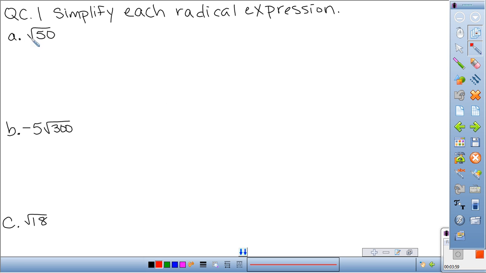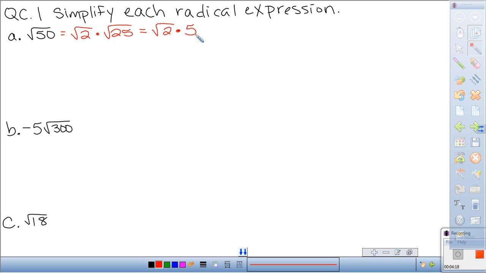So on A, the square root of 50, the first thing I would think is 2 times 25. Well, that works for us because 25 is a perfect square, so I can take the square root of it. So I have the square root of 2 times the square root of 25, which is 5, and then we always put our whole number in front. Your radical should always be at the end, so we have 5 square roots of 2. And these radicals kind of work like x terms. If this was x times 5, you do 5x. So if it's square root of 2 times 5, you have 5 square roots of 2.